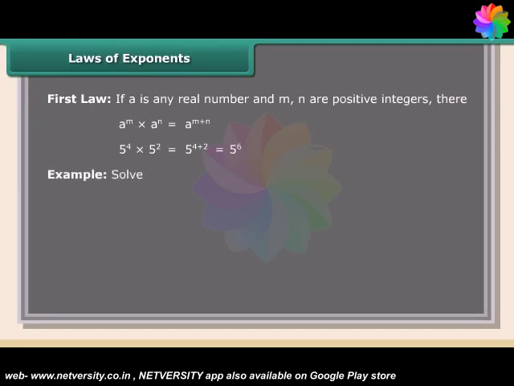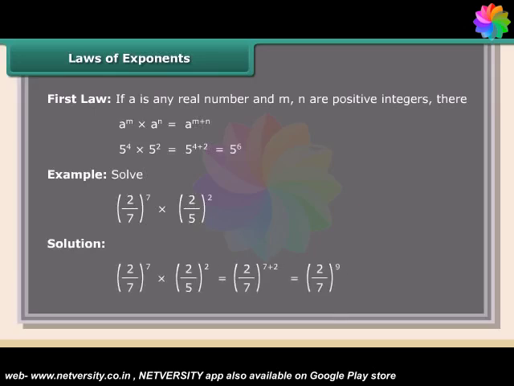Example: solve (2/7)^7 × (2/5)^2. Solution: (2/7)^7 × (2/5)^2 is equal to (2/7)^(7+2), which is equal to (2/7)^9.